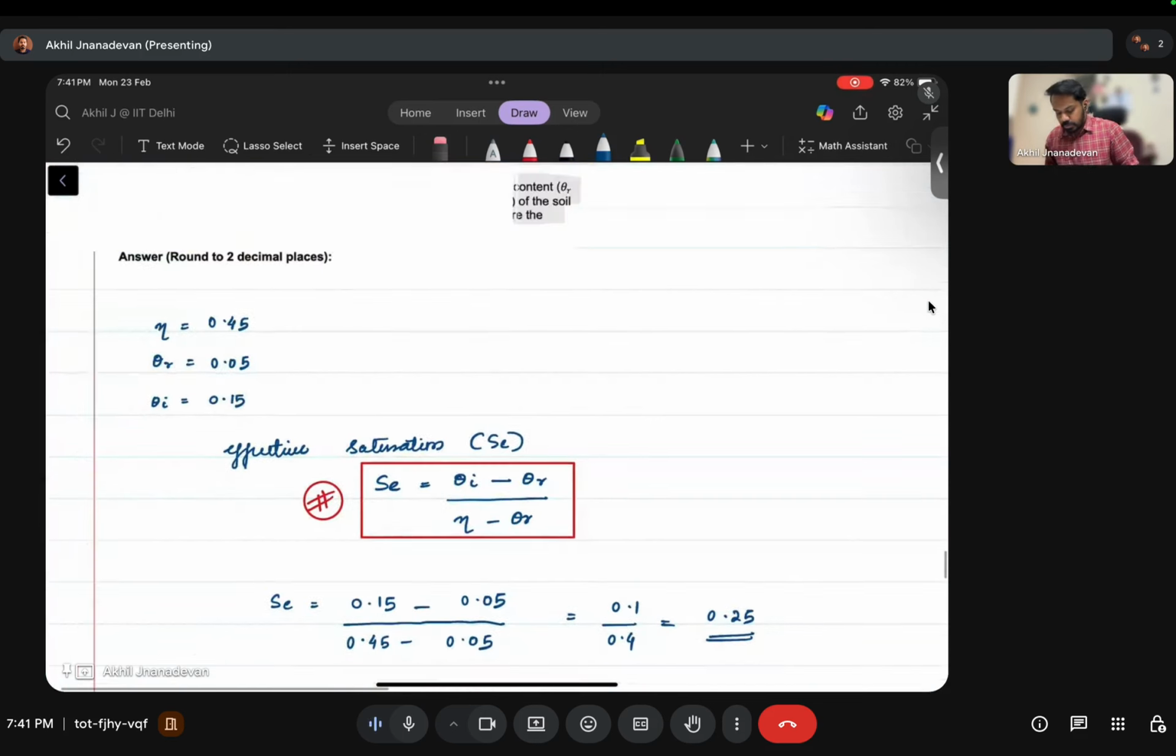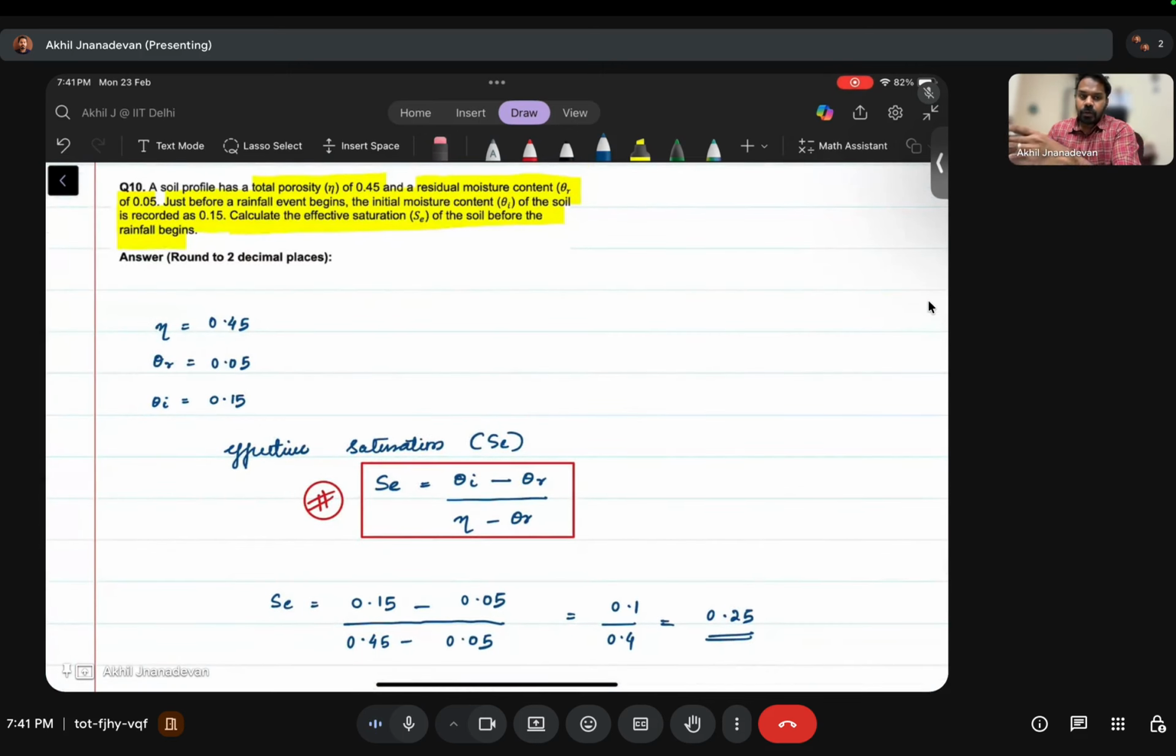So the effective saturation is given by the excess of moisture that is actually there currently, over the residual moisture, and the maximum additional moisture that can be added in addition to the residual moisture already there to make the moisture maximum. So the maximum moisture content the soil can hold or retain is nothing but the porosity, right? So that ratio of the two differences gives us the effective saturation.